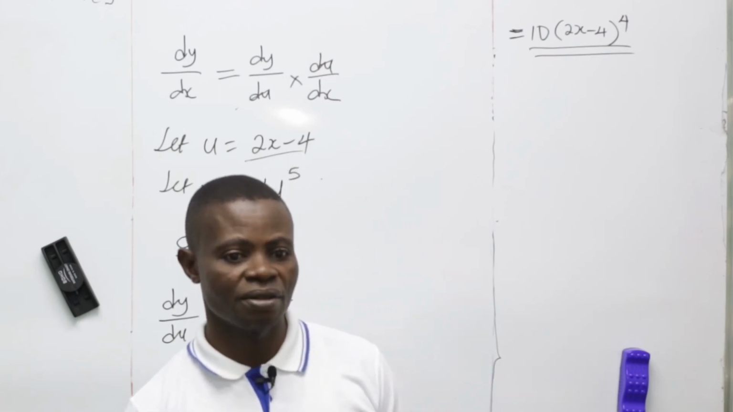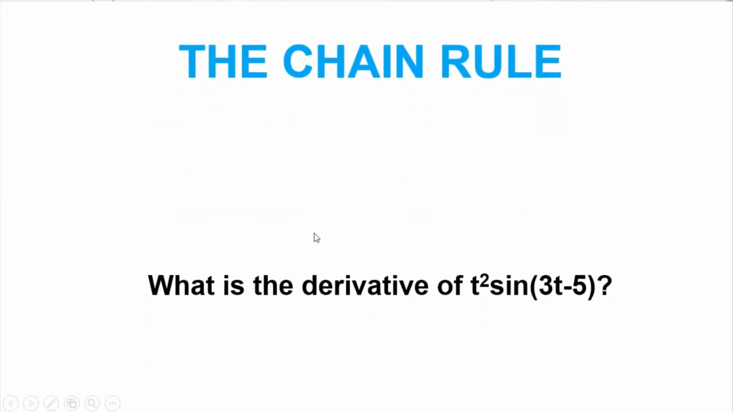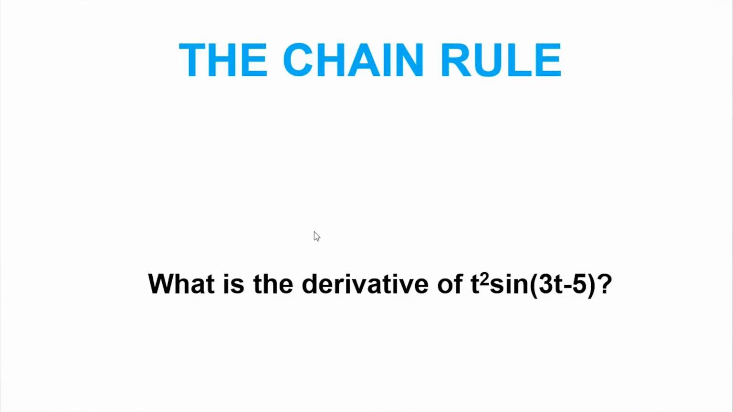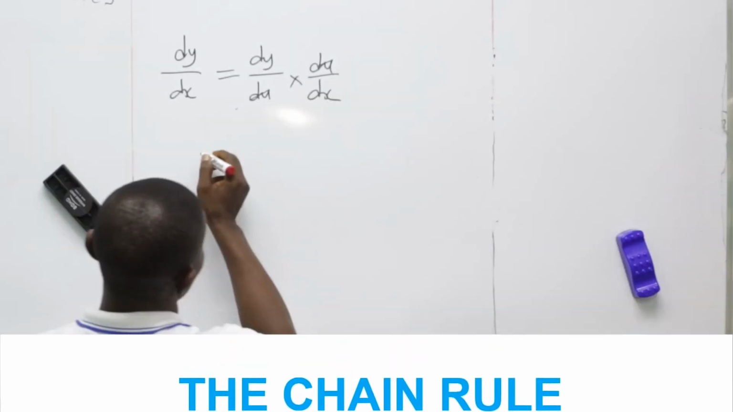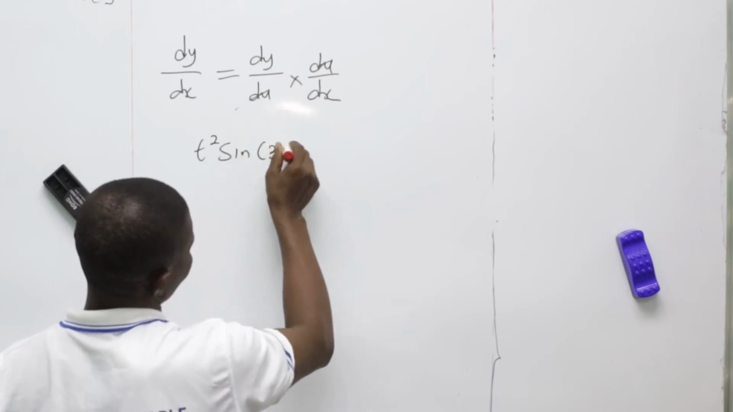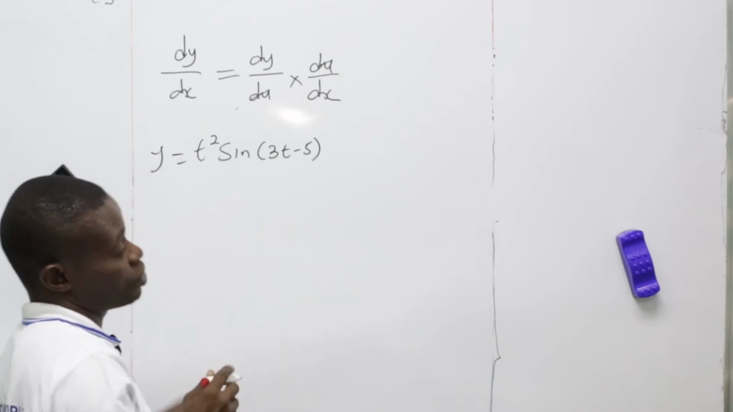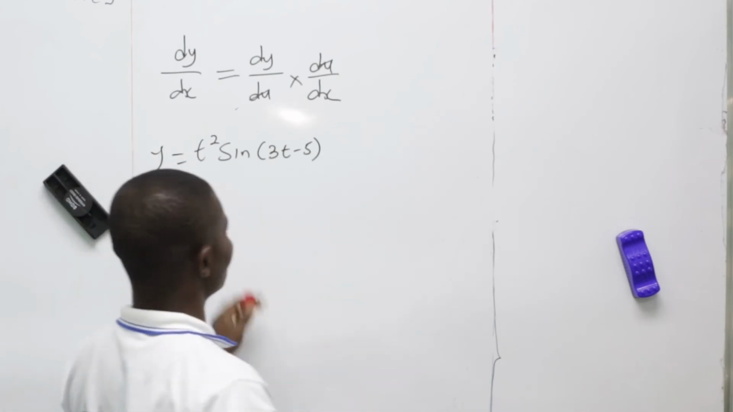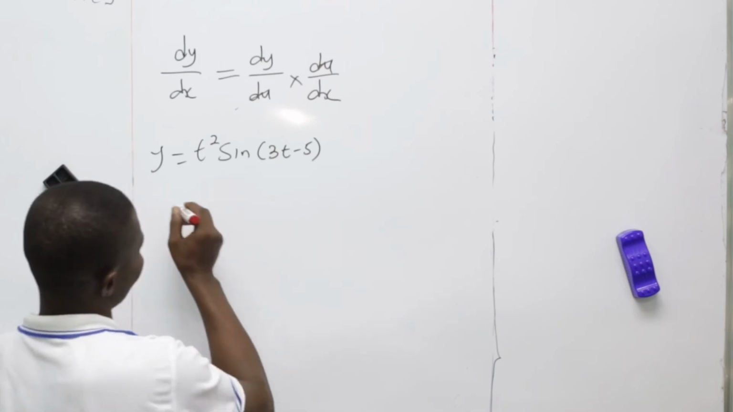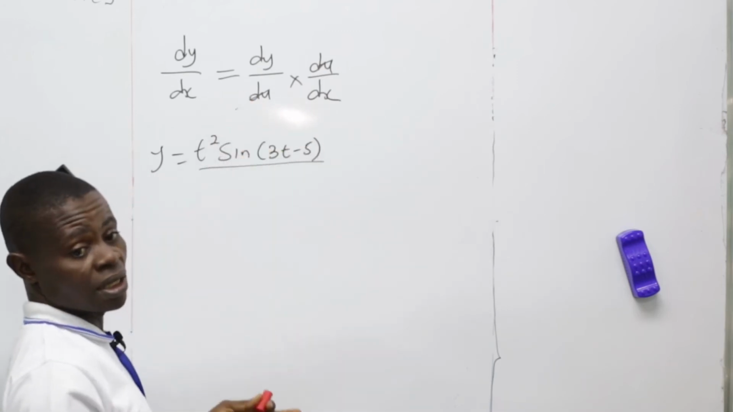Look at what we have here again. What is the derivative of t squared sine (3t − 5)? Still chain rule. Another complex one. If y is a function of this, we want to know the derivative. This one is also a complex one, but no issue. This is product rule, but because it's complex, that's why we are calling it chain rule.